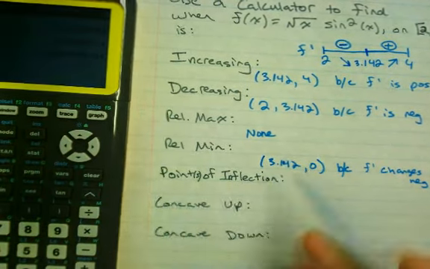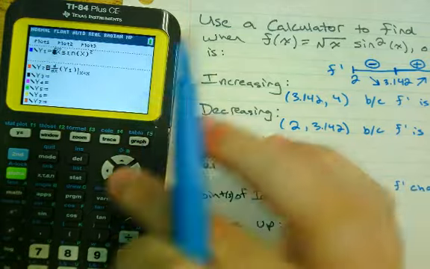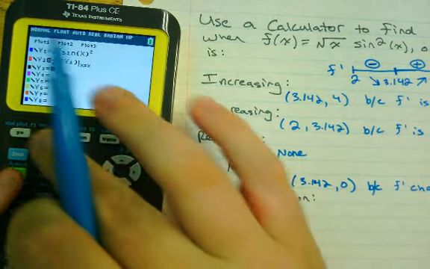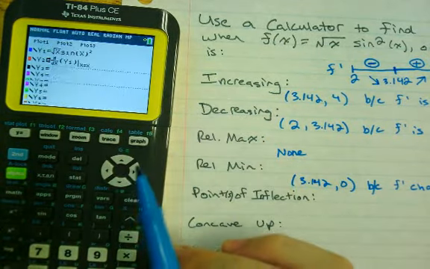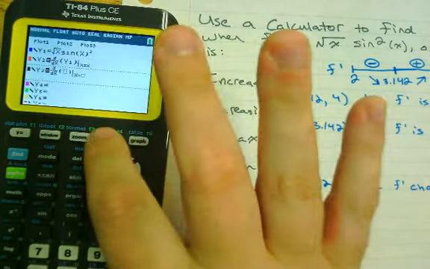All right, so points of inflection. I need the second derivative. So go back to this. I need the second derivative. So I'm going to go down to y3. I'm going to do the same thing. I'm going to do the derivative. Of what function now? What would the second derivative be? Of y2.